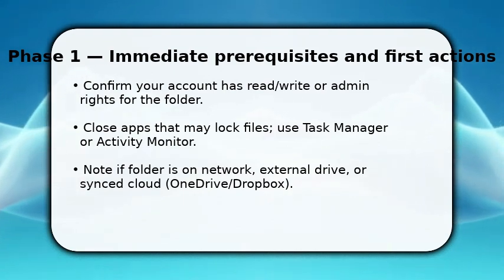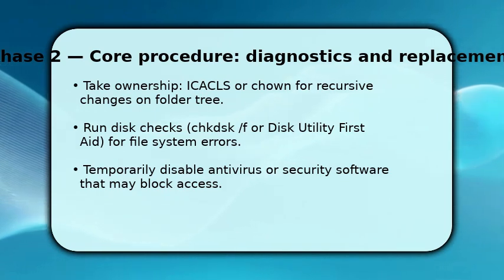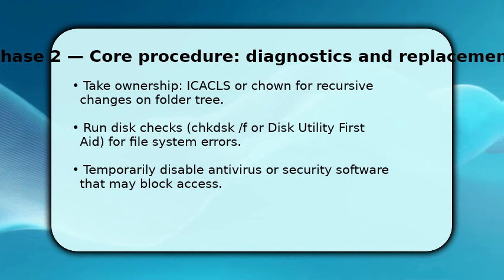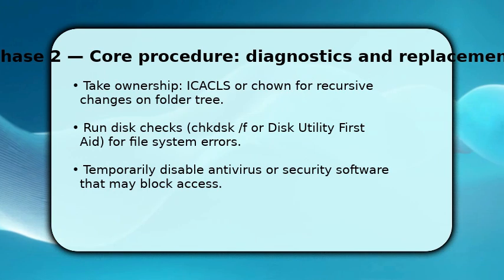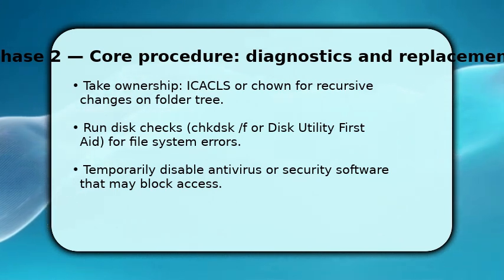You now change ownership and repair errors. On Windows, use icacls to grant full control, for example: icacls C:/path/ /grant your_user:F /T. On Mac OS or Linux, use sudo chown -R user:group /path. Once ownership is set, run disk utilities: chkdsk /f on Windows or First Aid in Disk Utility to fix corruption.